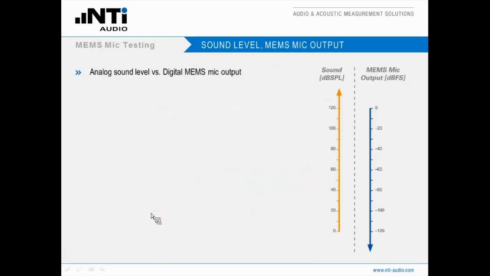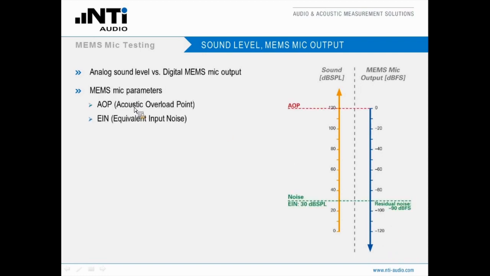Now let us take a look at this whole situation from a different angle. Here we have the analog sound pressure level scale, and on the right hand side the corresponding digital MEMS output scale. So the AOP, the acoustic overload point, for instance at 100 dB SPL, gives us the 0 dBFS. The EIN, the noise floor, which in this case would correspond to about 30 dB SPL, would be in this case at minus 90 dBFS.